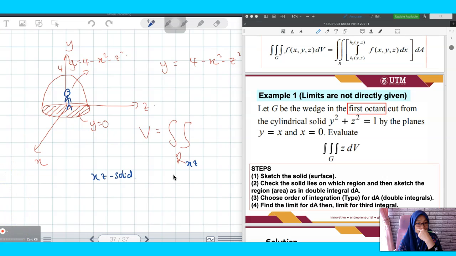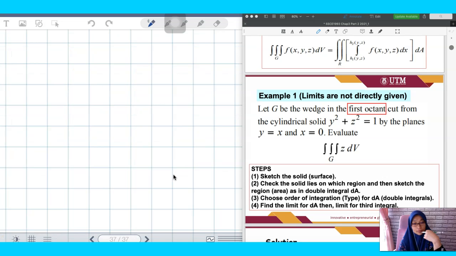In this example, we are given a solid. Remember I have told you before, this one is G. Because capital R is specifically for the region, but G is specifically for the solid integral. The solid that we have is the wedge. A wedge is a non-rectangular solid. The shape of this wedge depends on the instruction provided here. The wedge is lying on the first octant. What can you understand with the words first octant?